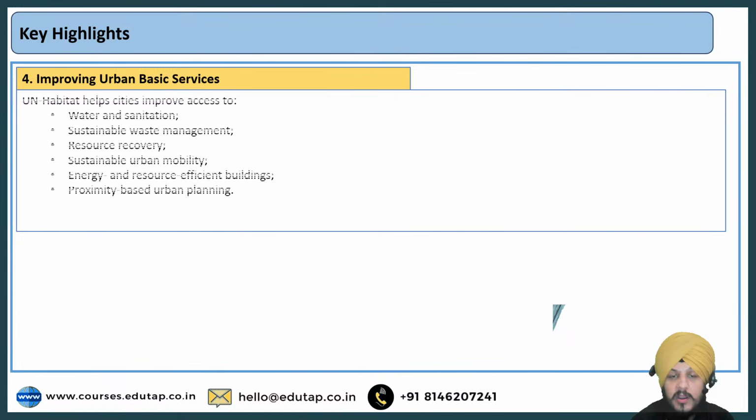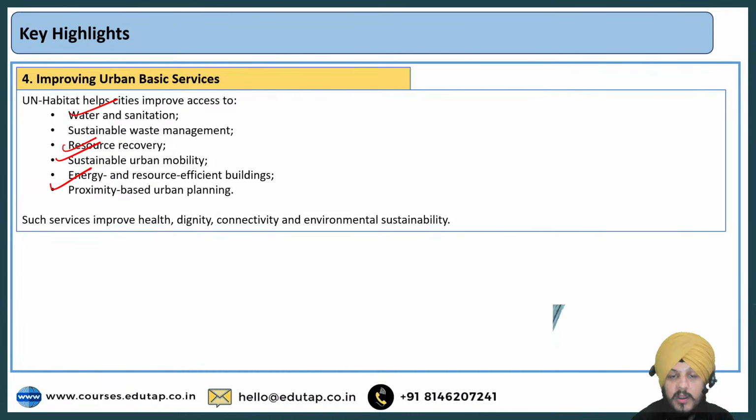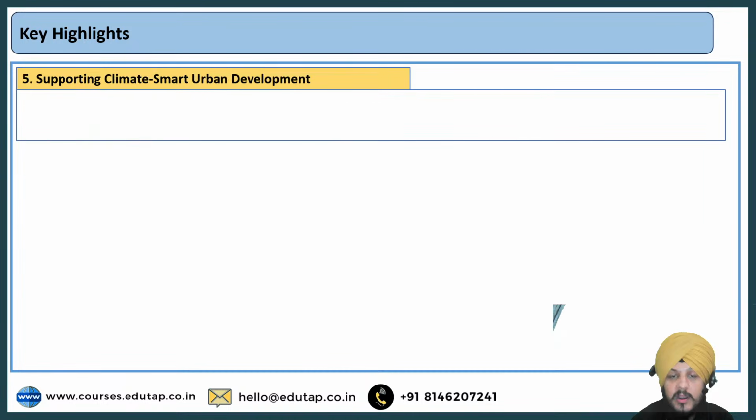Now, next is improving basic services. This point is something that we have already discussed, so this is also very easy to understand. Improving access to water and sanitation, resource recovery, sustainable urban mobility, proximity-based urban planning, right? These sorts of solutions can be brought by UN Habitat. Next is supporting climate smart urban development. Now, what do you mean by climate smart urban development?